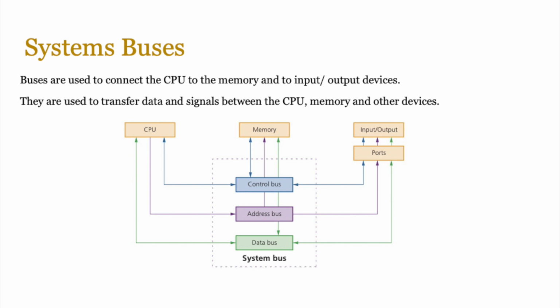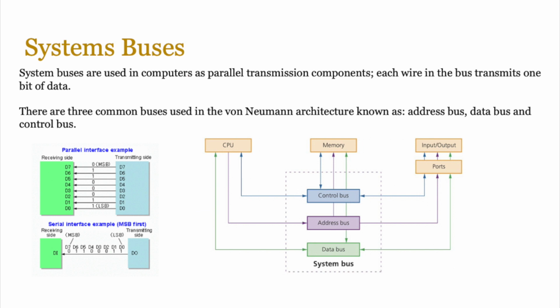and output devices. If a CPU wants to do a read operation from RAM, it will send a signal down the control bus, and then it will send the address of the location it wants to read on the address bus, and the data itself will be transferred from the memory using the data bus. So all three buses often operate in tandem, in synchronization, to make the computer do what it needs to do. So these system buses are used as parallel transmission components, and each wire in the bus transmits one bit of data. Now you need to make sure you know the purpose and names of all three buses.